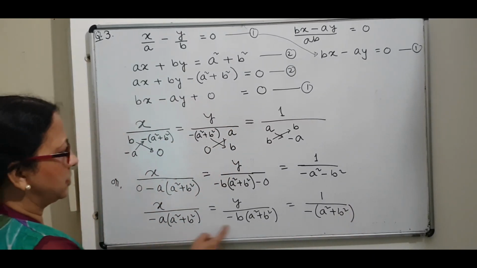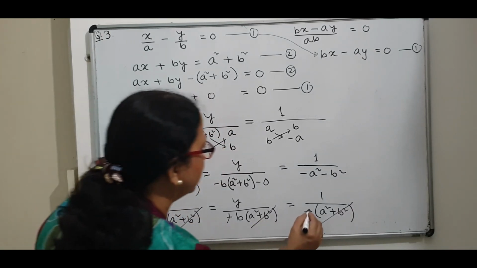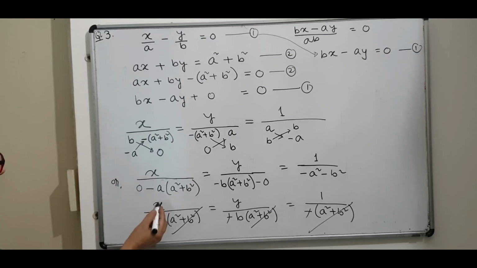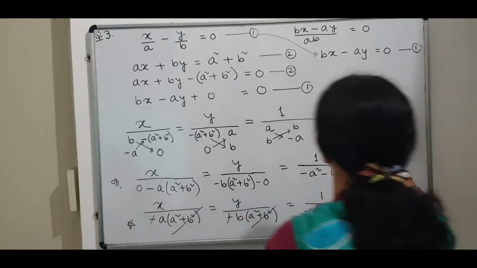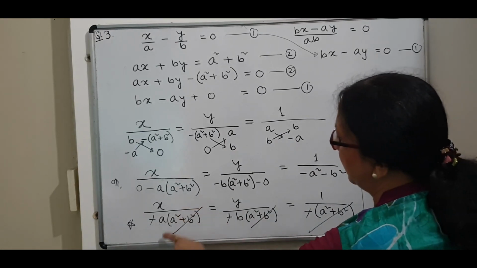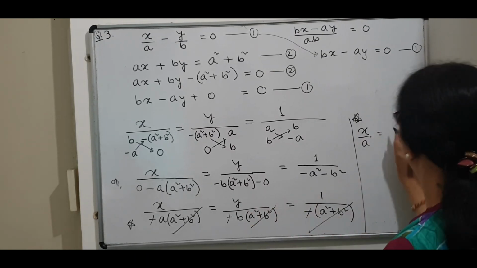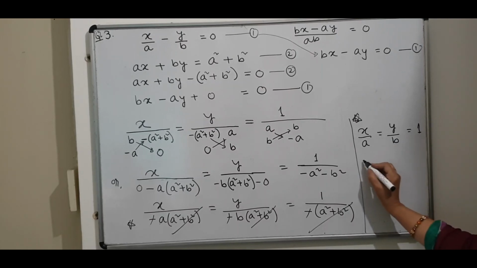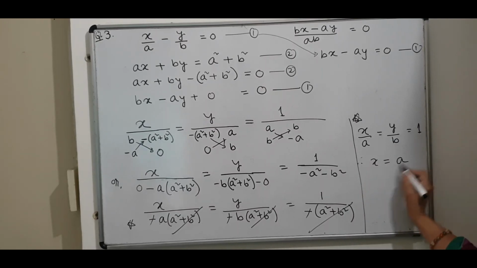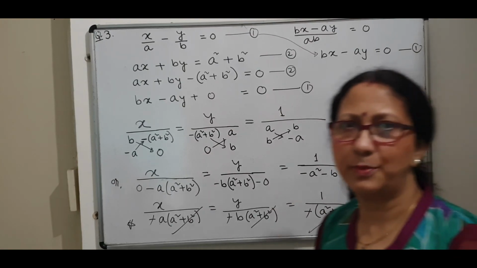So this a squared plus b squared is common, that will be cancelled, and all the minus signs will also be cancelled. So you are left with x by a. Therefore, let me write from this on here. x by a is equal to y by b is equal to 1. So from this I am getting x is equal to a and y is equal to b. These are the solutions. Answer. So this was very easy by the cross multiplication method.